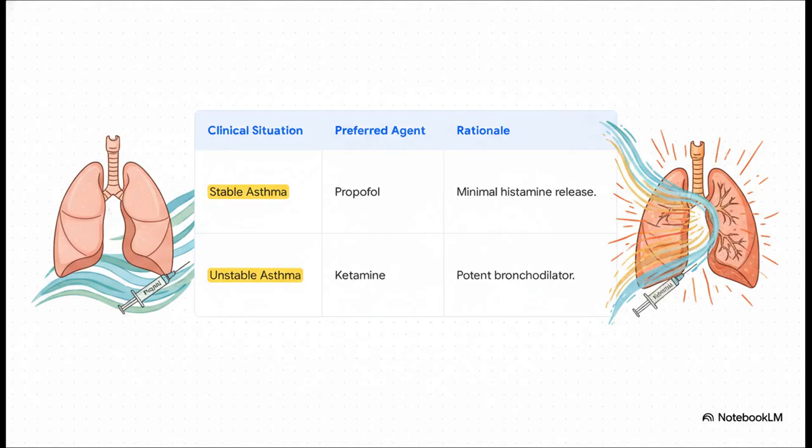And here's the answer. The really crucial thing to get is that it all depends on the patient's status right now. For a patient with stable, well-controlled asthma, propofol is a great choice. It almost never causes histamine release, and it's not irritating to the airways.